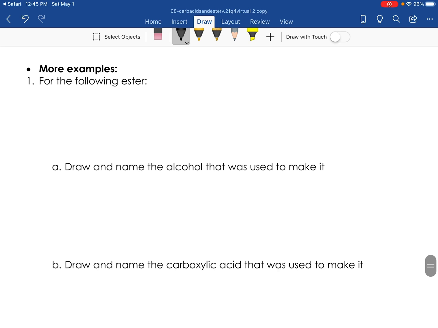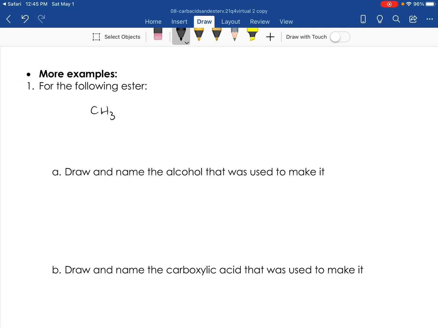It says for the following ester, so I can't print it. We're going to draw it in. And I'm actually going to add in a chlorine. Actually, let's make that really obvious. I'm going to make it a bromine. I think there are maybe just a few questions in the textbook like that in the homework, so just in case. For this ester, it says draw and name the alcohol that was used to make it, and draw and name the carboxylic acid that was used to make it.